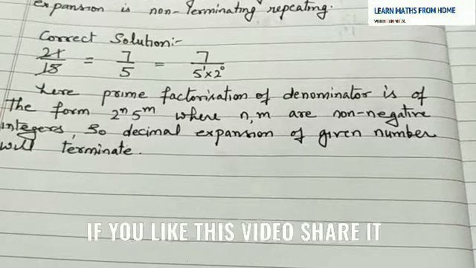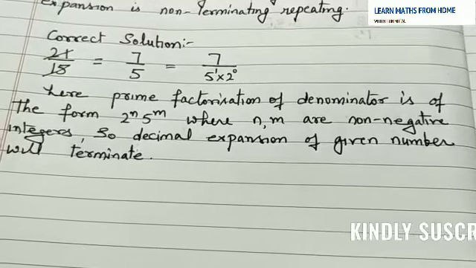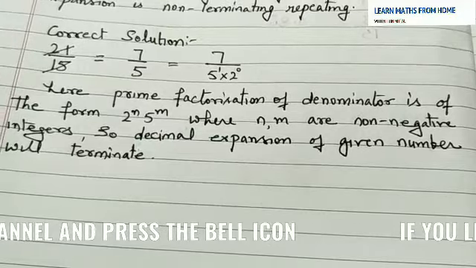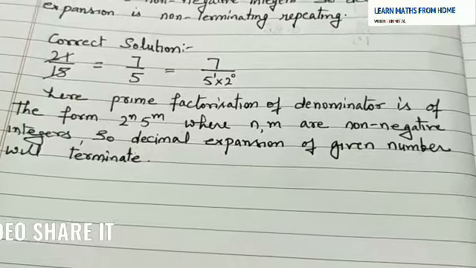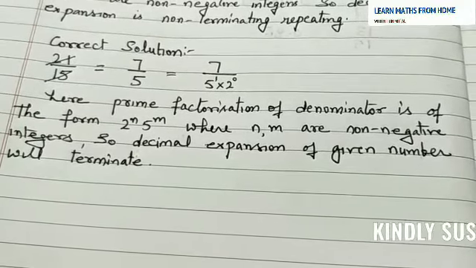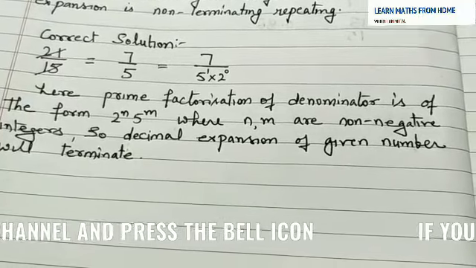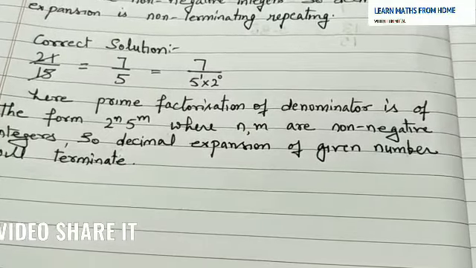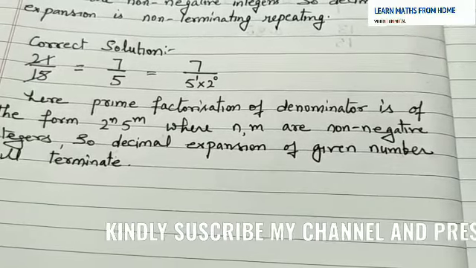So what is the correct way? The correct way, as I mentioned, first you have to ensure whether numerator and denominator are co-prime or not, and if not, you have to make them co-prime by cutting the common factor. So 21 and 15 both are divisible by 3, so we cut 21 and 15 by 3, we get 7 over 5. Now further cutting is not possible, and we see the prime factorization of q is of the form 2 raised to power n into 5 raised to power m.